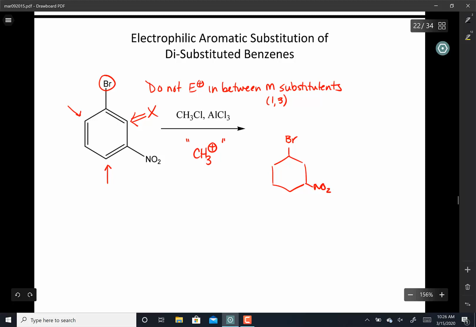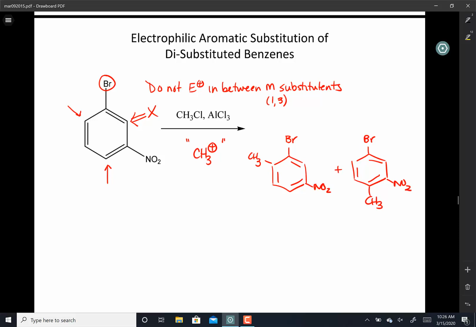I'm only going to get the CH3 added ortho to the bromine and para to the bromine. Okay. So we do not add in between meta substituents. I didn't talk about that last week, but it's something we have to adhere to.